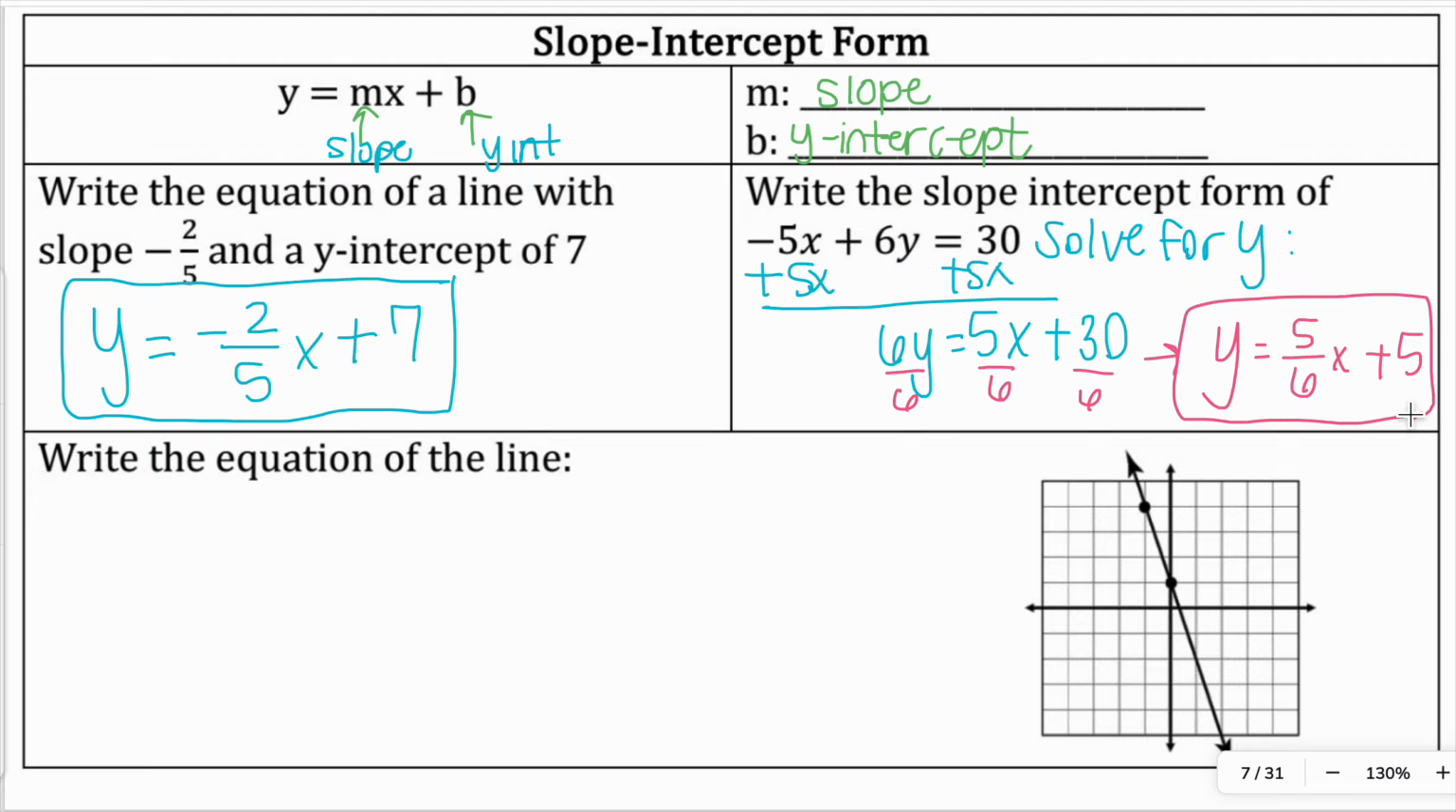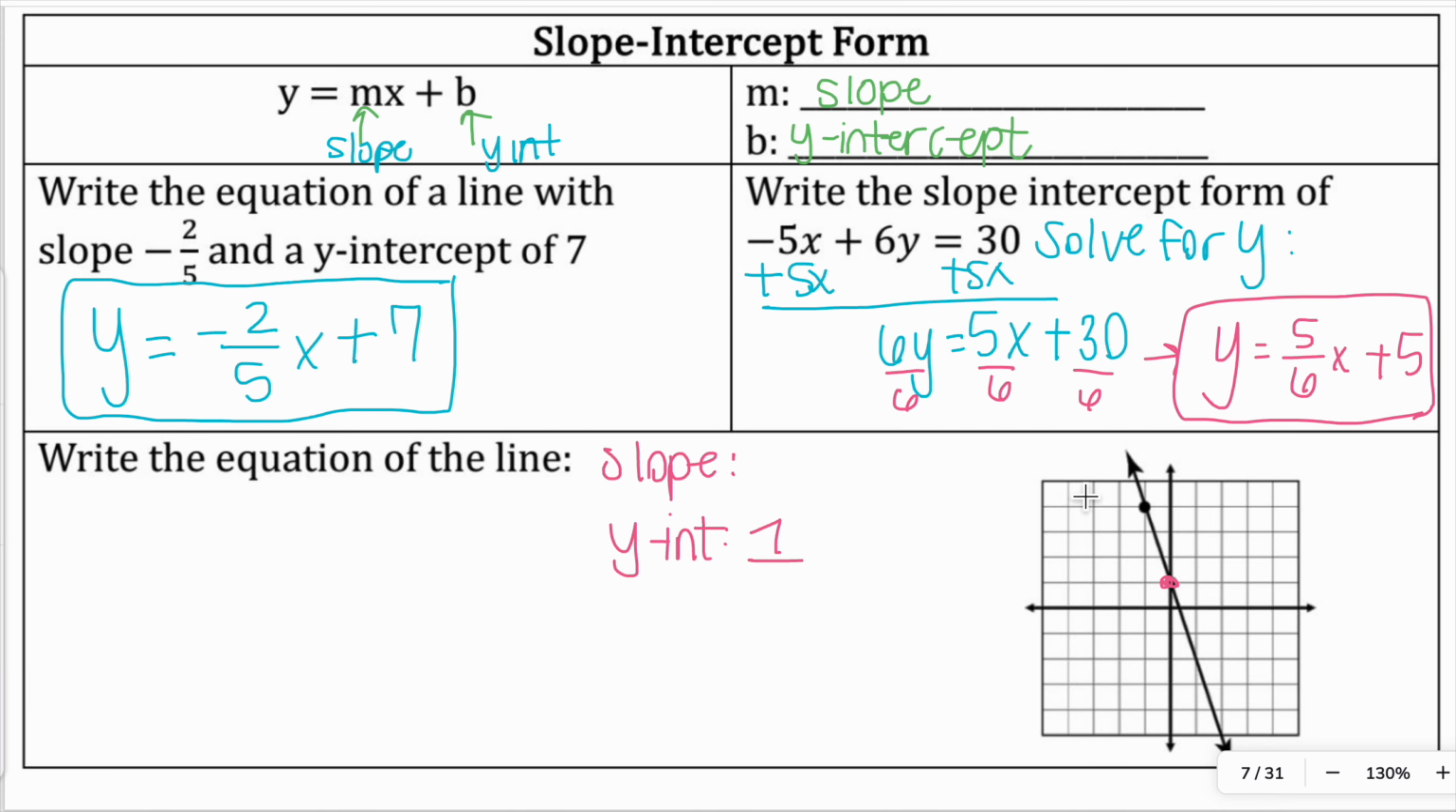Okay? Next up is we can also write slope-intercept form from a graph. So we're going to look for both of our things. We're going to look for slope, and we're going to look for our y-intercept. Usually y-intercept is the easiest one to find because that is where it's intercepting the y-axis. So my y-intercept is at +1, and my slope, remember, is rise over run from left to right.